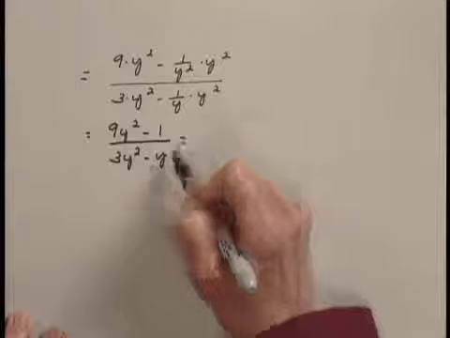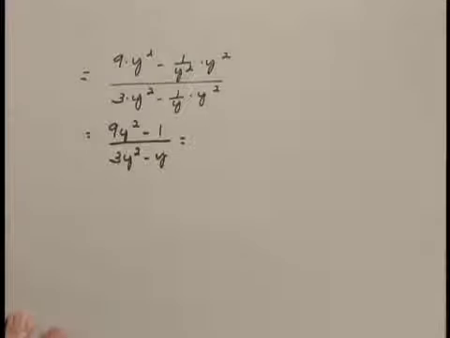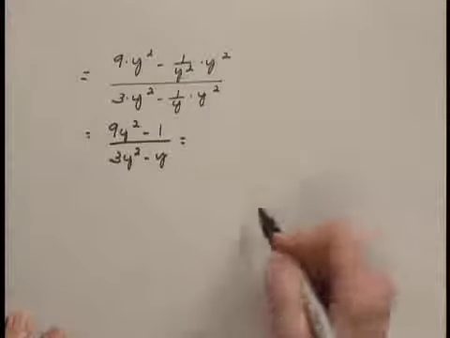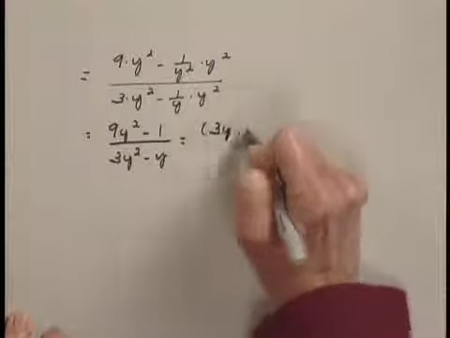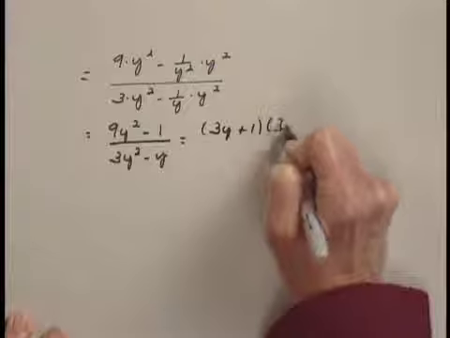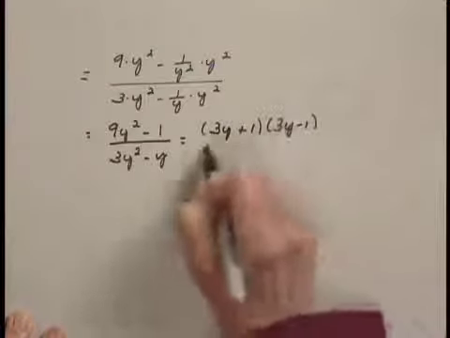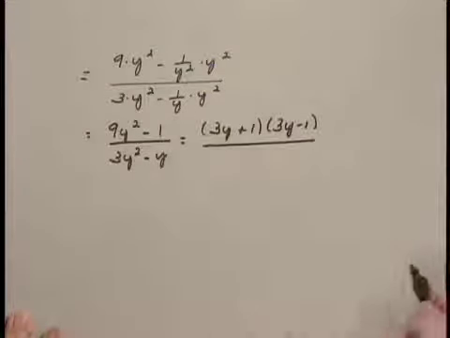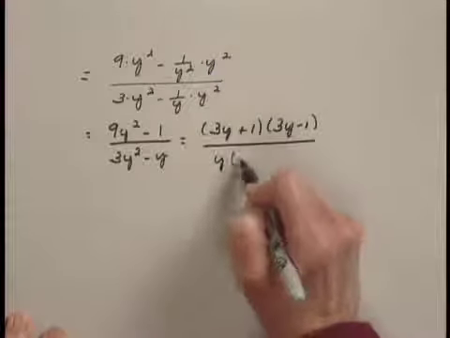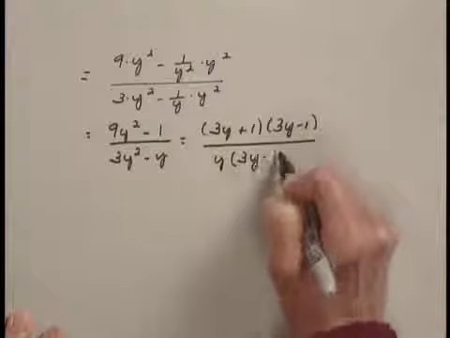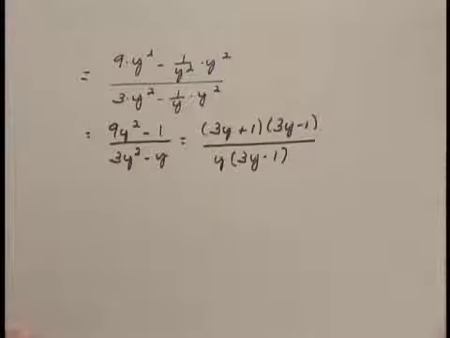So we need to look at the numerator and denominator and see if we can find any factors that are common to the two. Well, let's factor each of them. 9y squared minus 1 can be factored as 3y plus 1 times 3y minus 1. And 3y squared minus y, there's a common factor of y. So I can write this as y times the quantity 3y minus 1.